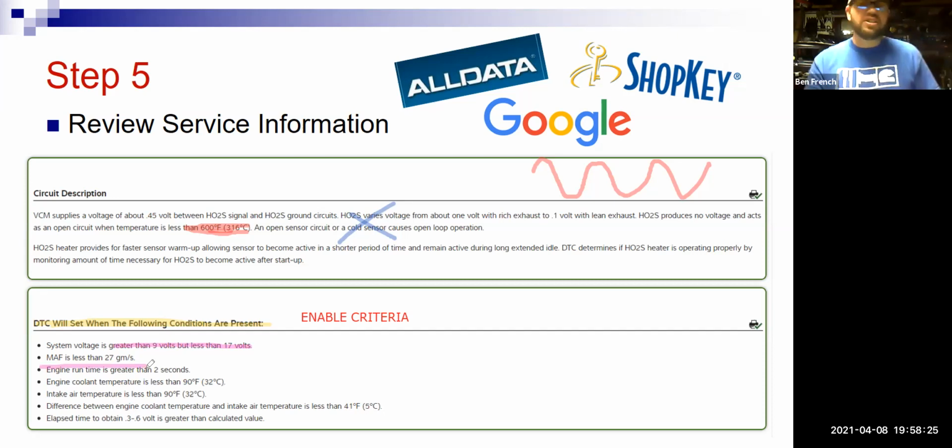What that means is if you drive around and you're always at like wide open throttle and you're pulling like 90 grams per second or more all the time, it's not going to be able to set this code. Okay, so if you have too much load on the engine, it can't set this code. The engine needs to run longer than 2 seconds.